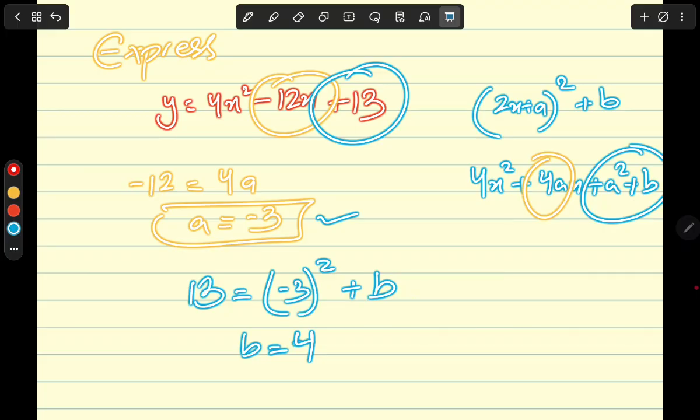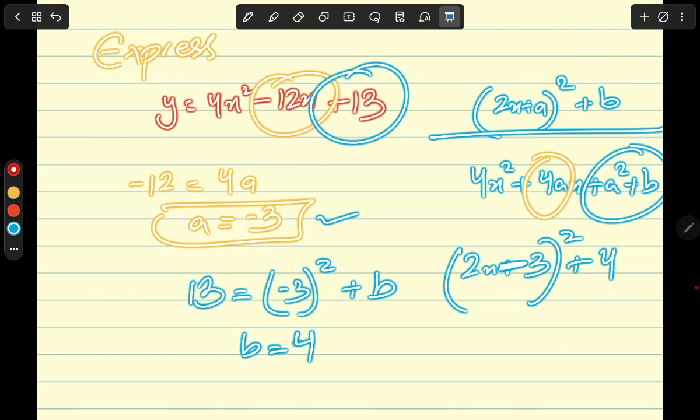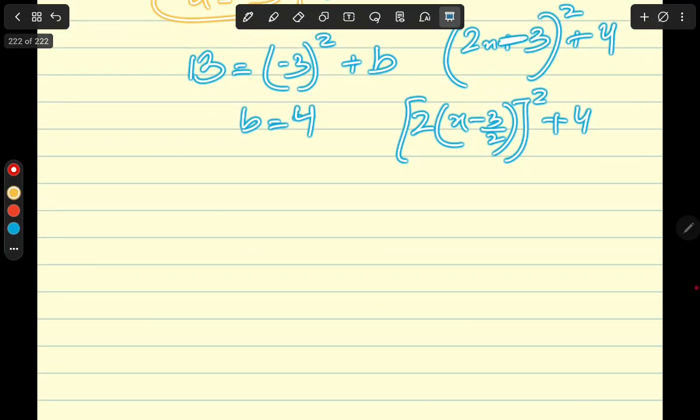So this may be rewritten as (2x plus a) whole squared plus b, and a is minus 3, so (2x minus 3) whole squared plus 4. Now I can take this 2 common, so this becomes (2 times (x minus 3 upon 2)) whole squared plus 4, and I can now square the 2 outside the bracket, so this becomes 4 times (x minus 3 upon 2) whole squared plus 4.